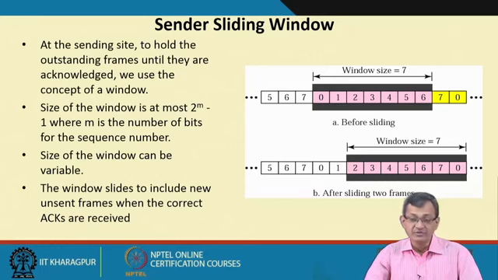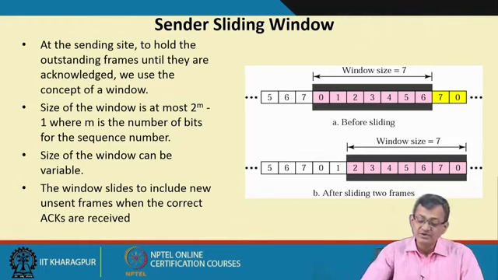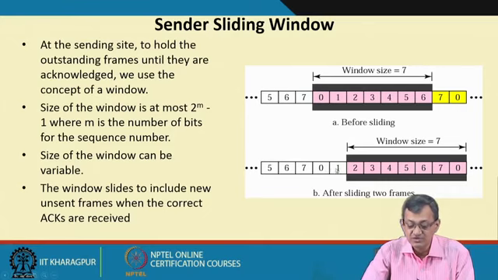The size of the window can be variable, and how much depends on the data rate, processing rate and so on. The window slides to include new unsent frames when correct acknowledgements are received. Like here, once acknowledgement 0 and 1 are received, it slides to send the next frames. Once up to 4 is received, it slides again and goes on like that.